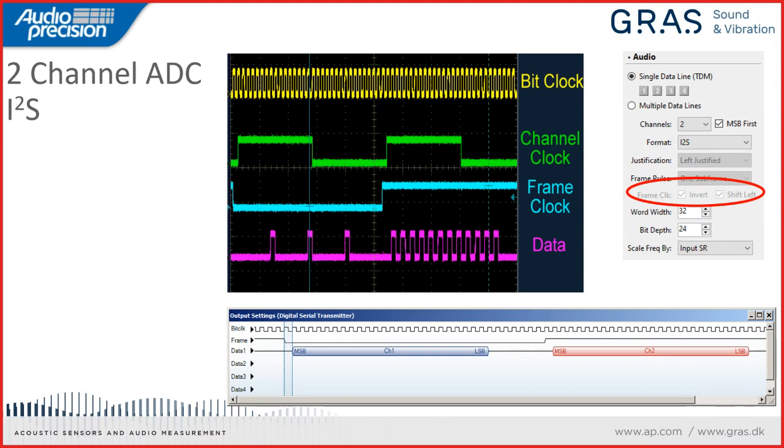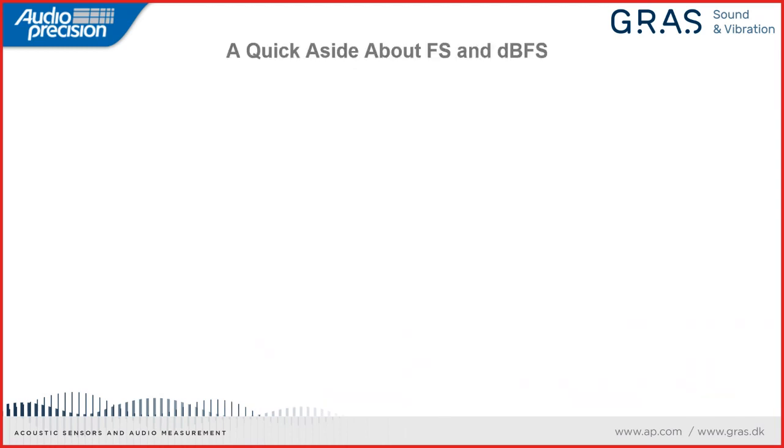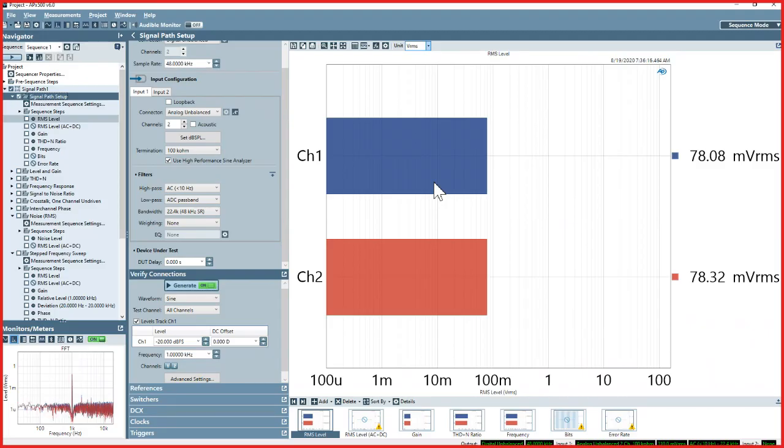I have the view from an oscilloscope of what's actually going out over the wire. I have the settings in APX software and then the rendering of the timing diagram that it makes. So let's just take a quick look at that case.